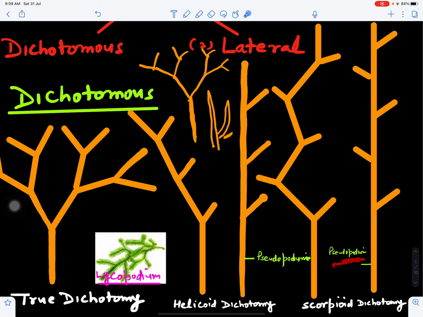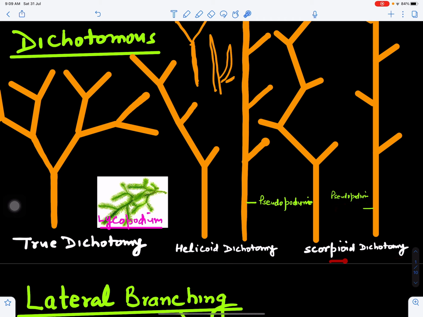So this is again called pseudopodium or sympodial axis, and this is called scorpioid dichotomy. So this is helicoid dichotomy, this is scorpioid dichotomy. So these are examples of dichotomous branching: true dichotomy, helicoid dichotomy, and scorpioid dichotomy. Now next we'll discuss the lateral branching pattern.